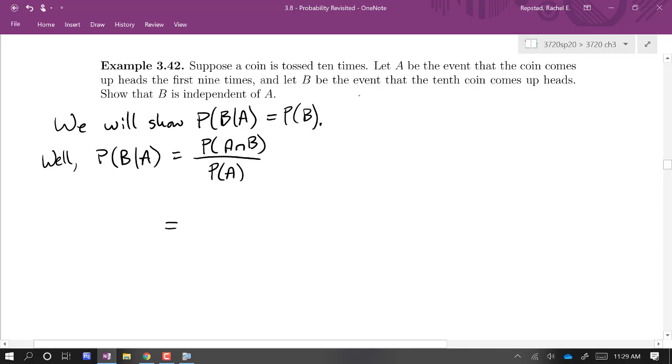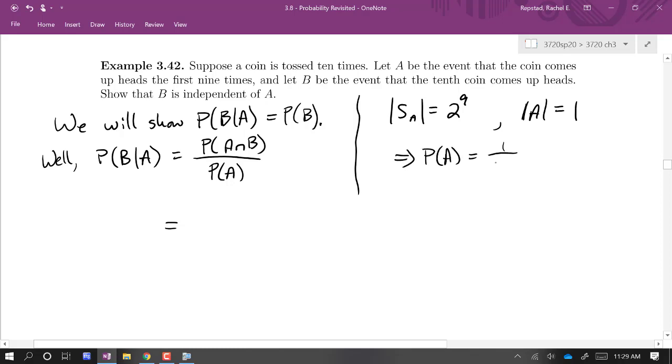So let's think about the event A, right? The event A is that the coin comes up heads the first 9 times. So I toss a coin 9 times and it comes up heads every single time. If we think about the event A, the sample space for that event, the size, is 2 to the 9th, right? I'm tossing a coin 9 times. There are 2 outcomes each time. The multiplication counting principle tells us that that sample space has size 2 to the 9th. The number of ways A can happen is just one way. They all have to be heads. So the probability of A is 1 over 2 to the 9th.